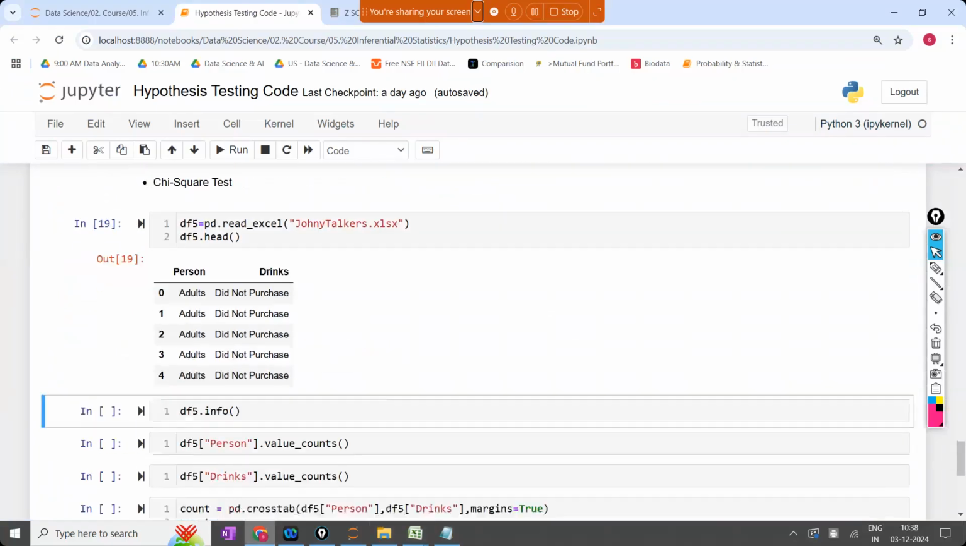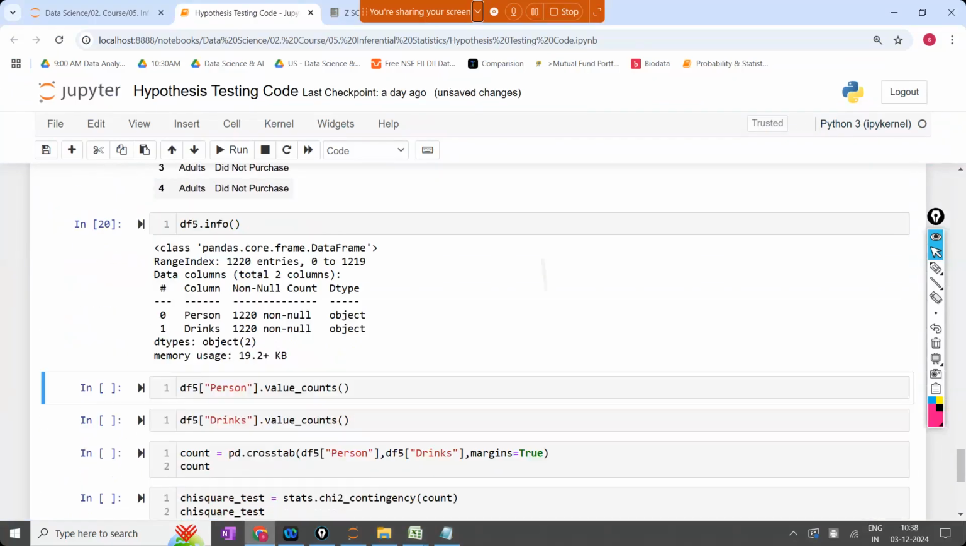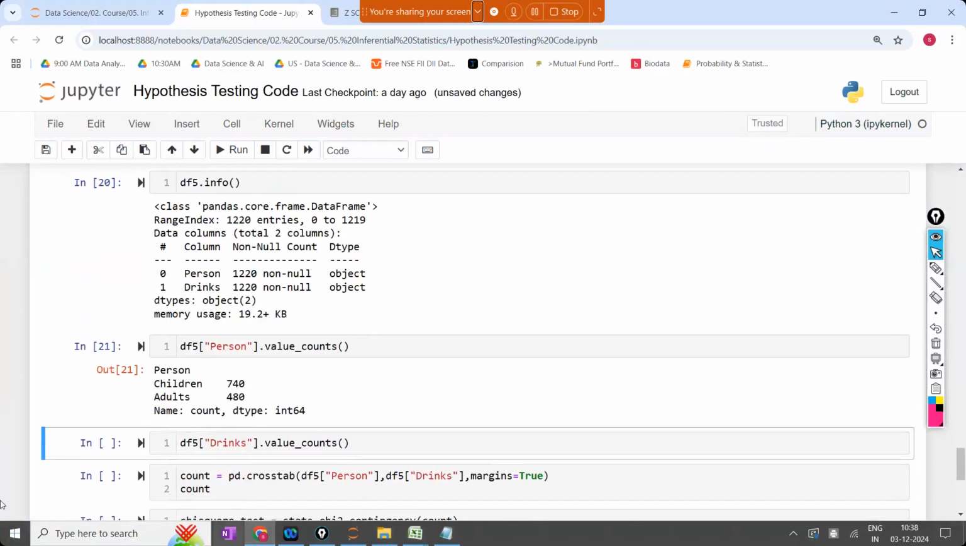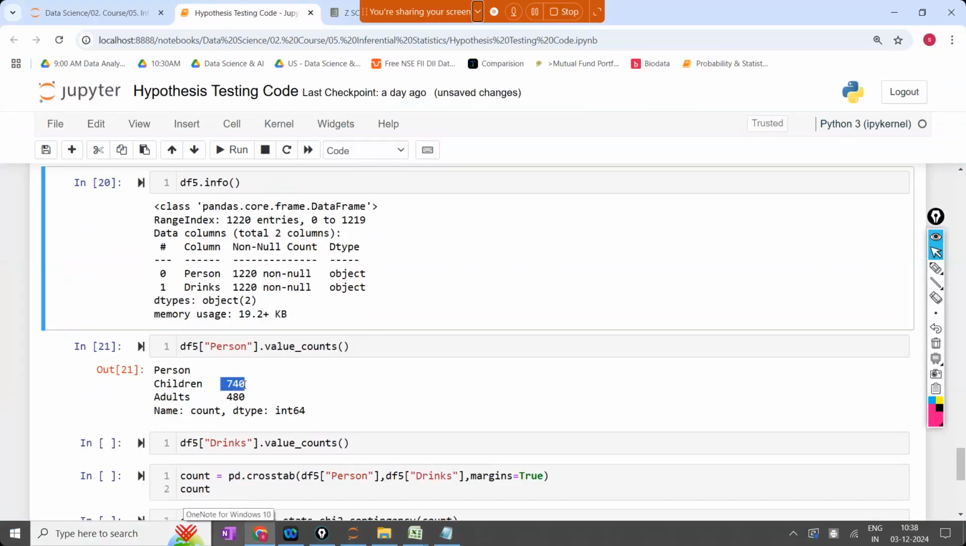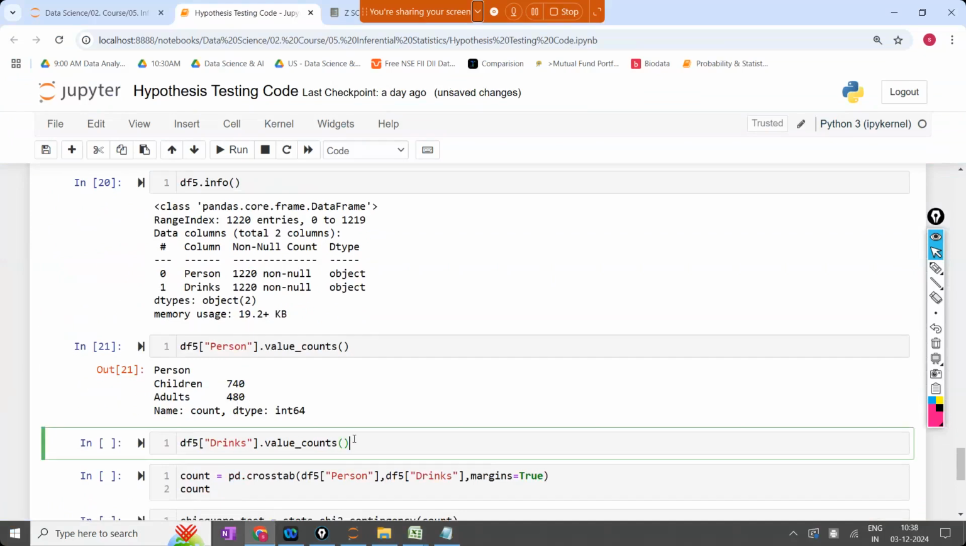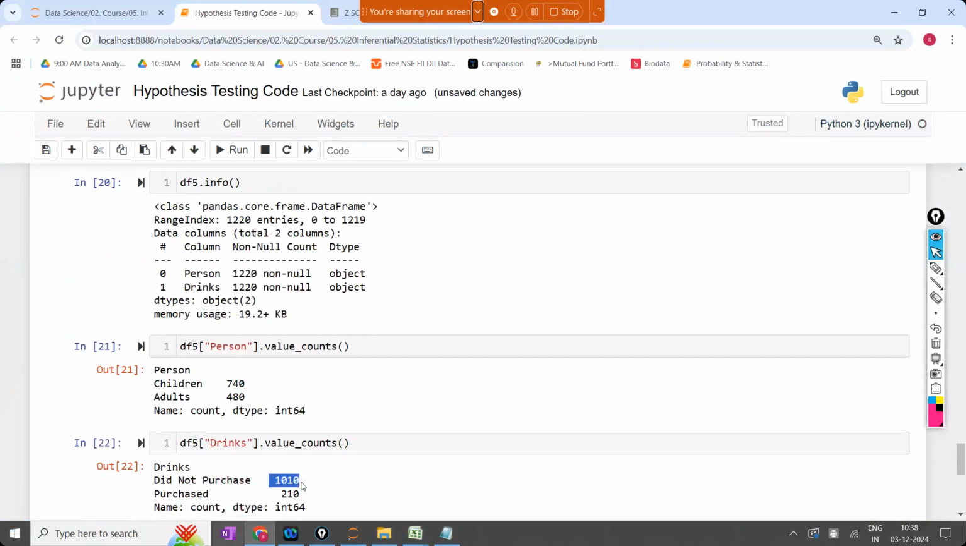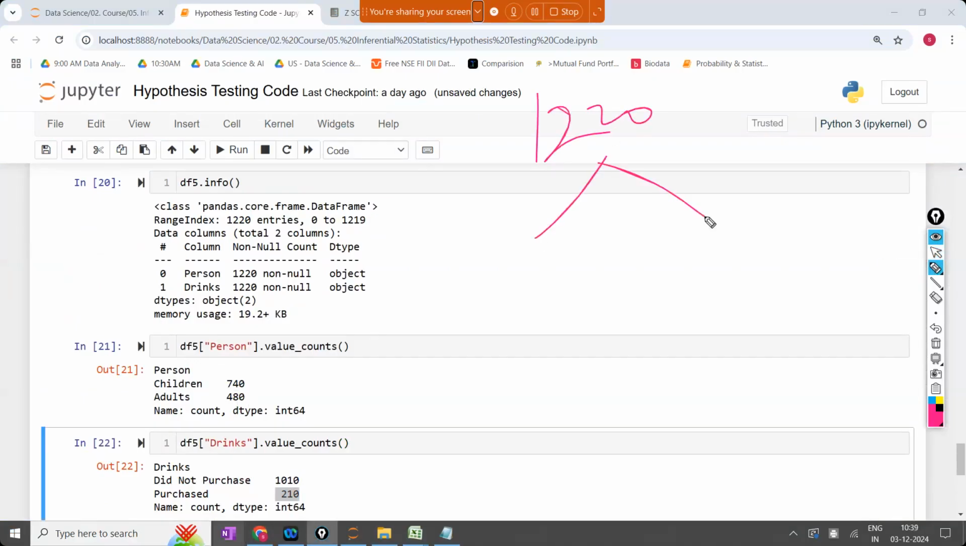Okay. So here we have the data. Within the data, I have how many children there are and how many adults there are. In total 1220 records are there. Out of 1220, 740 are children and 480 are adults. Similarly, the number who did not purchase is 1010, and the number who purchased is 210. So out of 1220, 210 people have purchased.